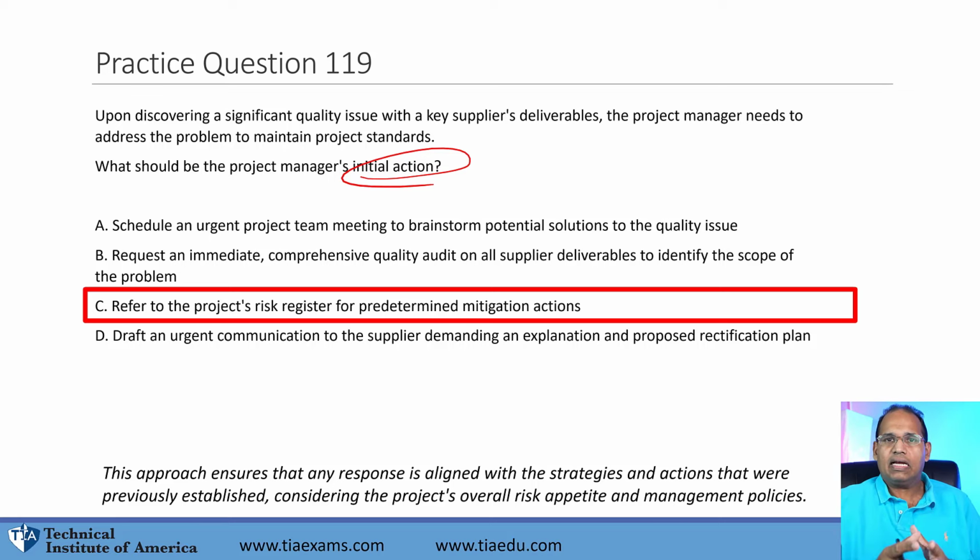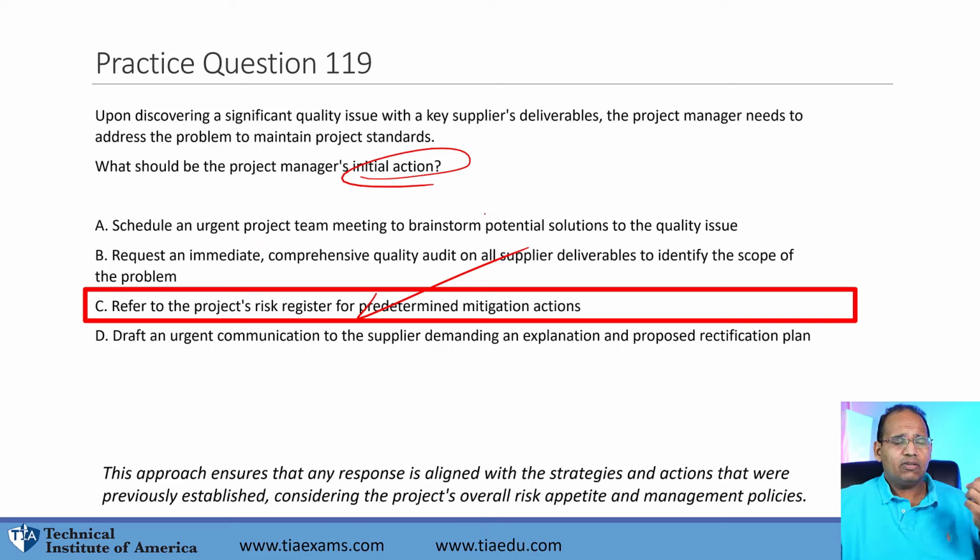deliverable or product not meeting quality requirements from suppliers. Now, the actions you take should have been stored in the risk register, which is what this is. So you should have had this down as a risk, and if the risk does materialize, then you should have looked at the risk register to tell you the mitigation strategy for it. That's why this is the best answer here.